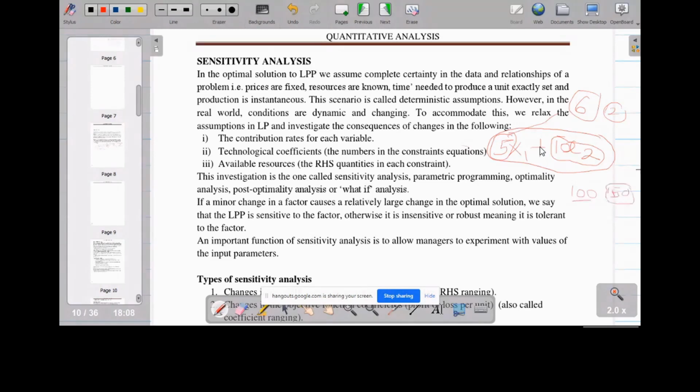So when you are experimenting, it's just taking the model. Then once you take the model, you test by relaxing some variables, either the objective function or the constraint, or you change the decision variable and see how the maximum profit is likely to change. So that's what we mean by sensitivity analysis.